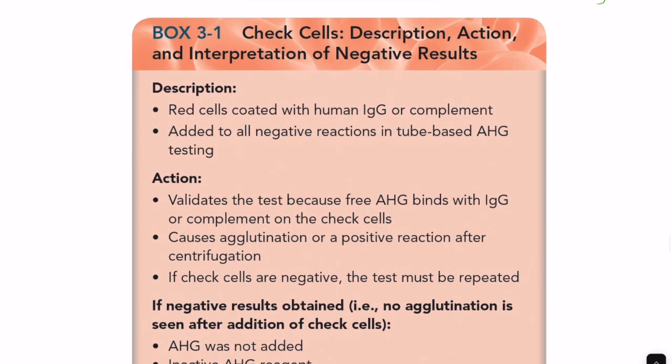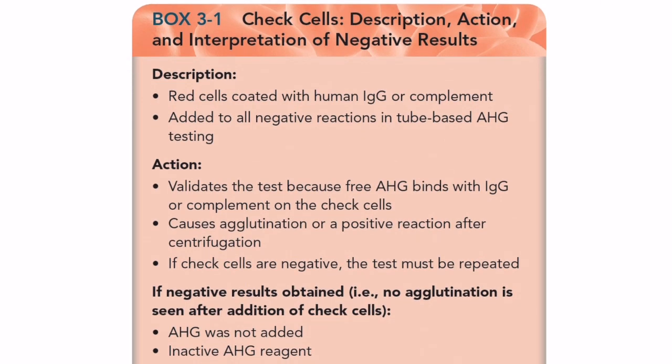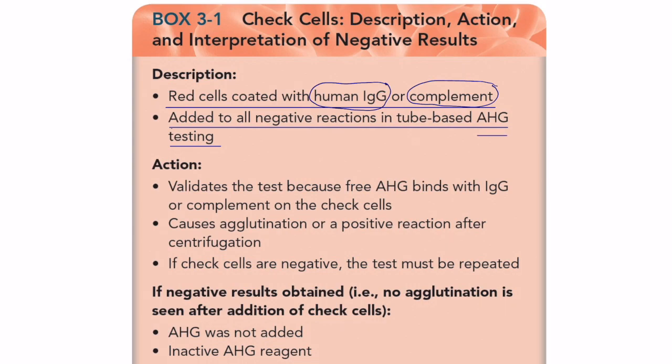So here's just a box from the book, consolidating what could be some reasons why our check cells didn't work. So what are our check cells again? They are red blood cells coated with human Ig or complement. They are added to all negative reactions in a tube-based AHG testing. So all testing that you use AHG with, you have to add check cells.